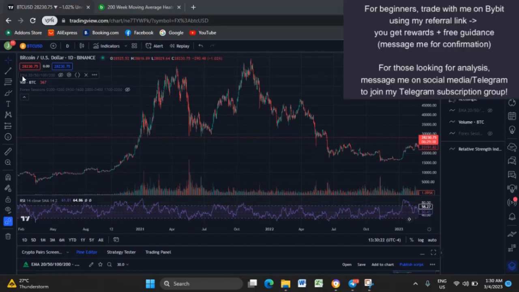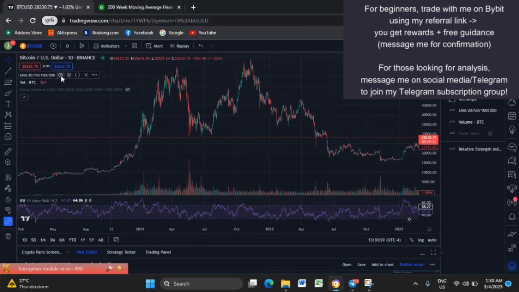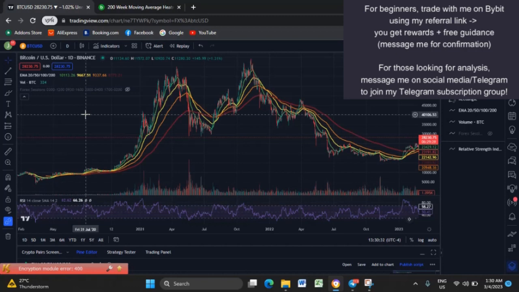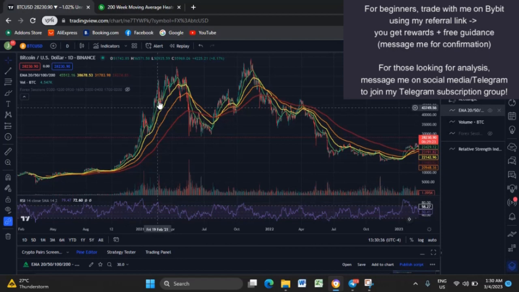I'm using the EMA, exponential moving average, 20, 50, 100, and 200. So these are my EMA moving average bands, right? I have marked it in such a way whereby the green is the 20-day, yellow is the 50-day, orange is the 100-day, and red is the 200-day moving average.